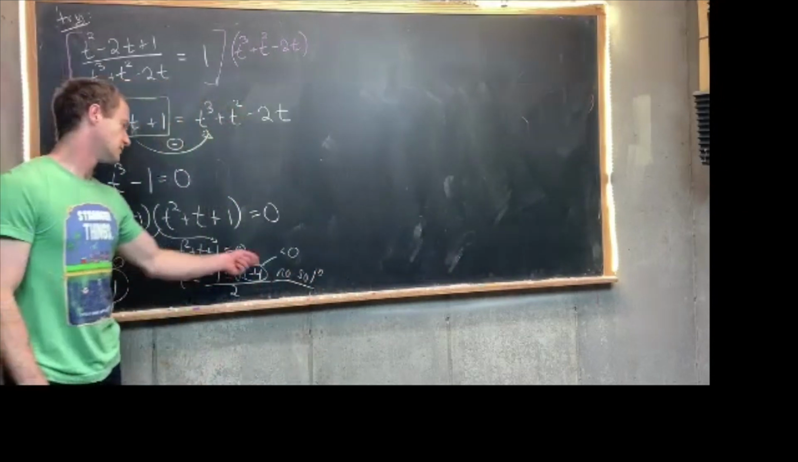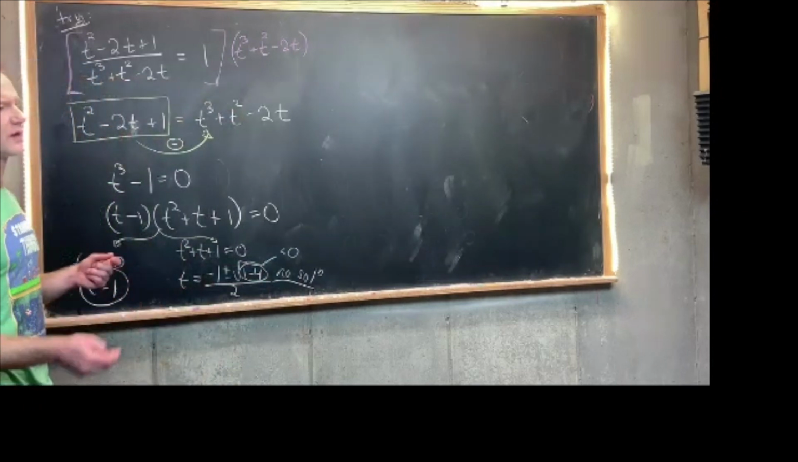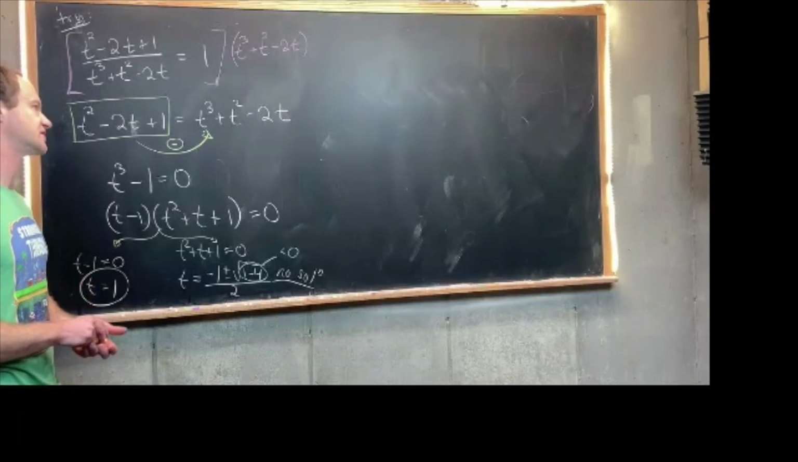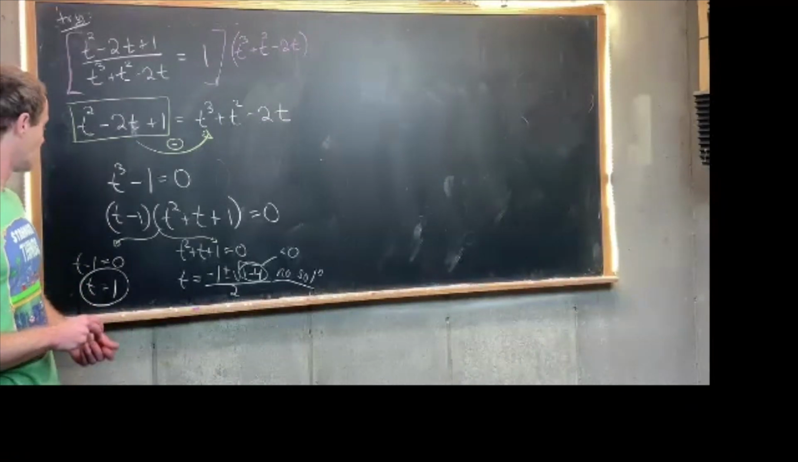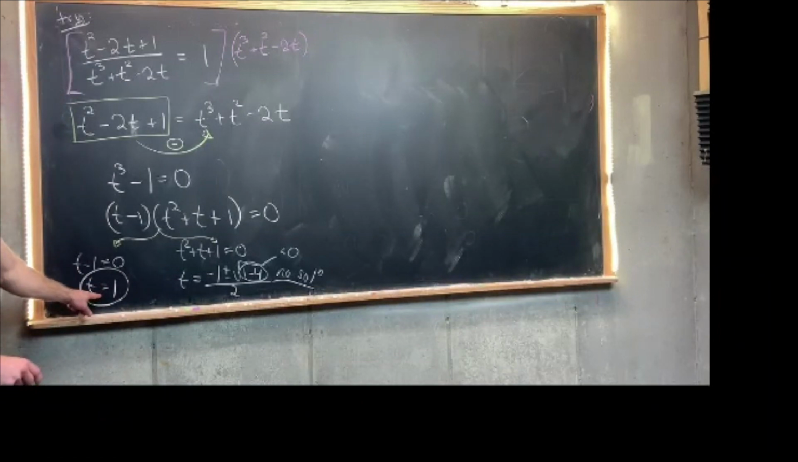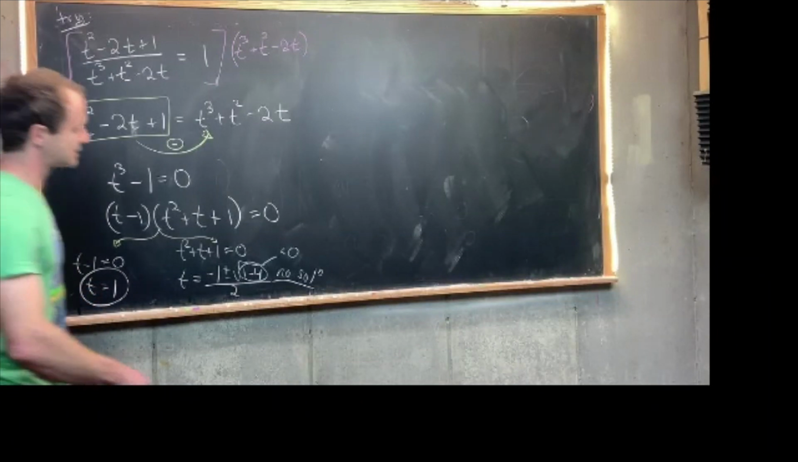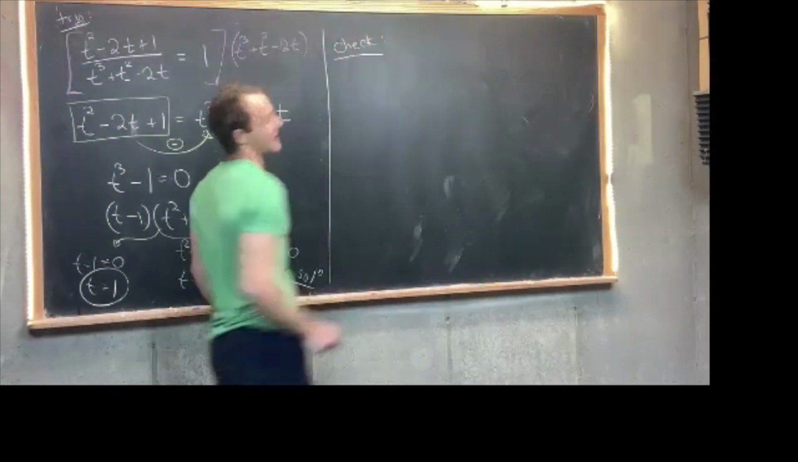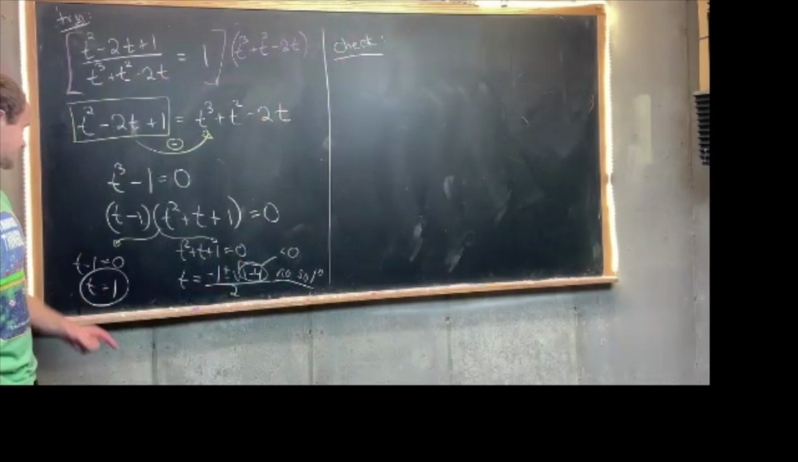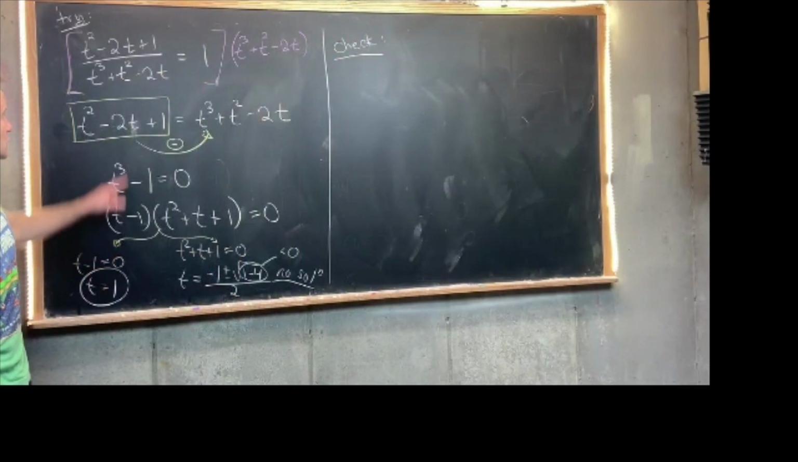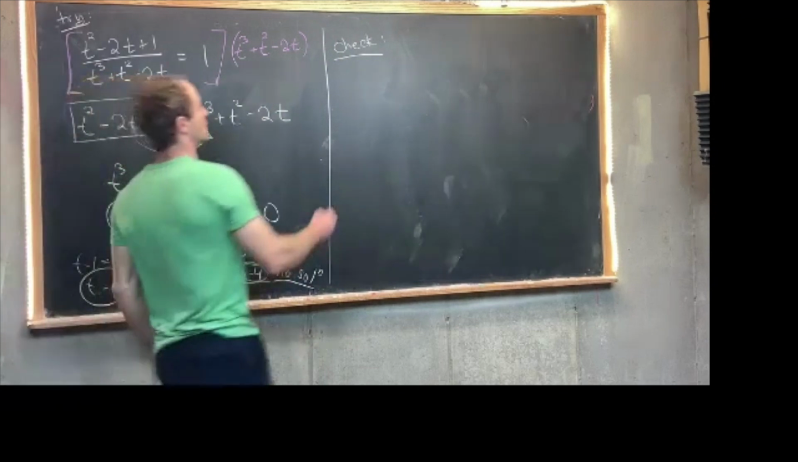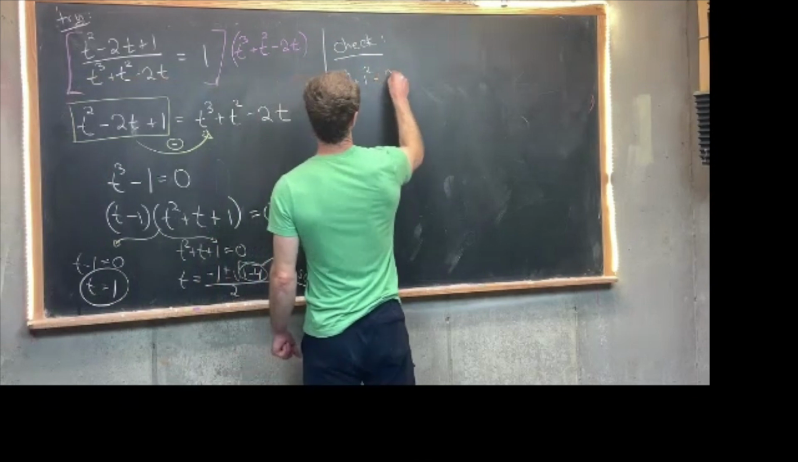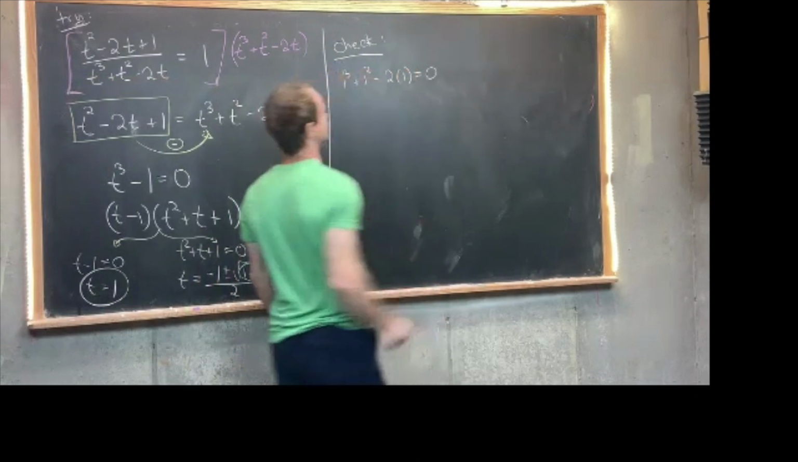Because, well, the discriminant is negative. Remember, we called the discriminant this stuff under the square root, and if the discriminant is negative, then you have no solution because you're taking the square root of a negative number. So that means this t equals 1 is our only solution. So now let's maybe check to make sure that this is actually a solution. So if we plug t equals 1 up here, we'll have 1 cubed plus 1 squared minus 2 times 1. Oh, but that's equal to 0.